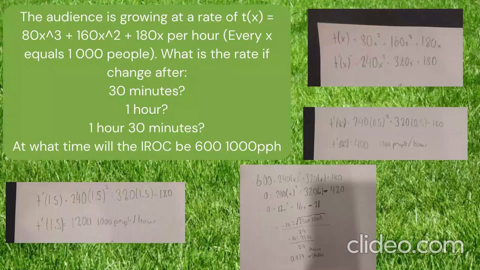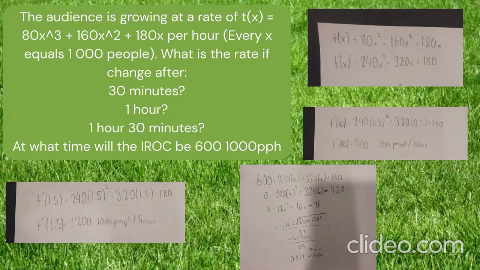We can see the crowd going wild, but how big is the crowd? As you can see here, the audience is growing at a rate of t'(x) = 80x^3 + 160x^2 + 160 per hour, and every x equals 1,000 people. I did this because my first numbers were a little too big for that.